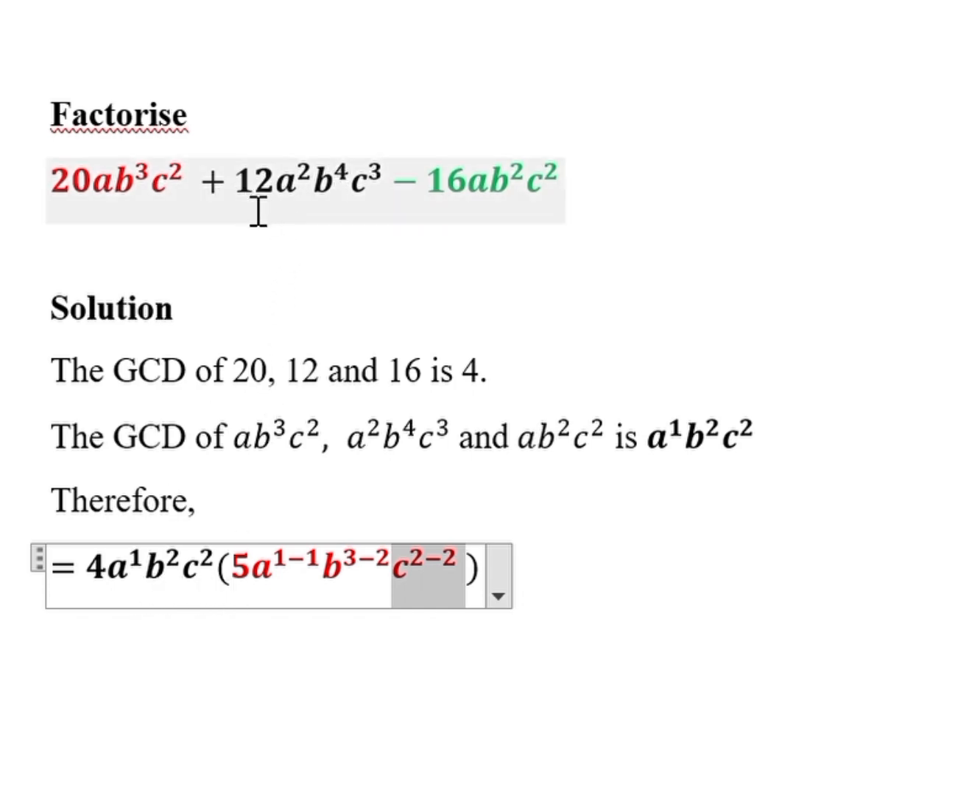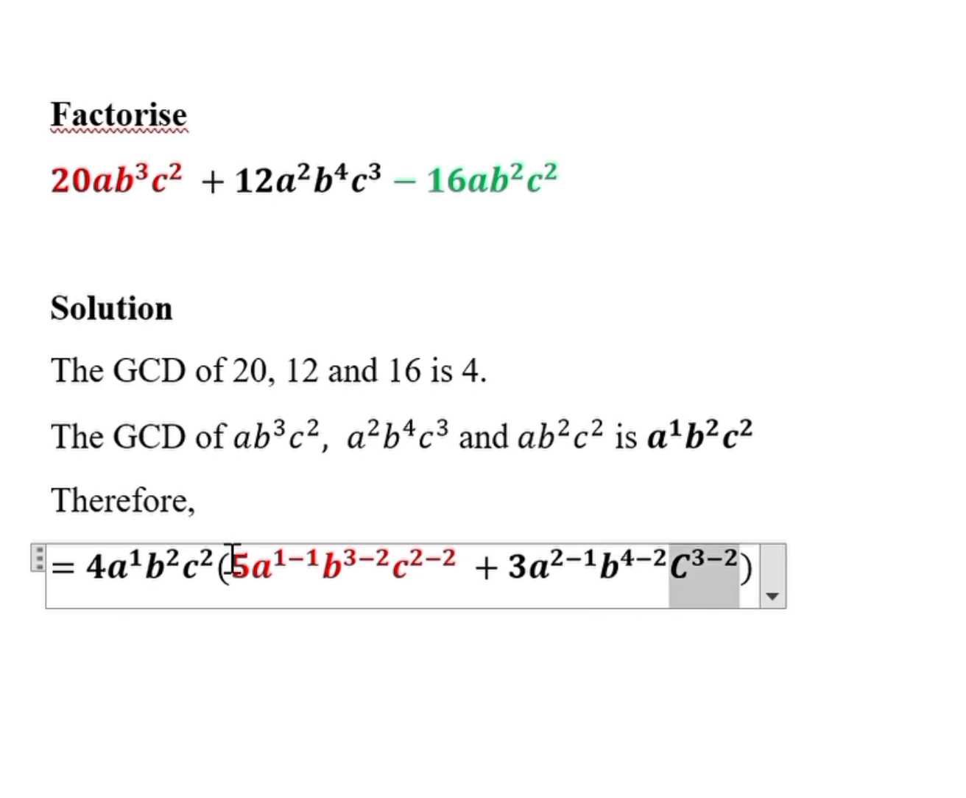Now we come to this one. So we have this plus here, let's indicate it. Then 12 divided by 4 gives us 3. A squared divided by a raised to power 1, that's the same as a raised to power 2, subtract 1. Then b raised to power 4 divided by b squared is the same as b raised to power 4, subtract 2. C cubed divided by c squared is the same as c cubed minus these 2. And we have this minus.